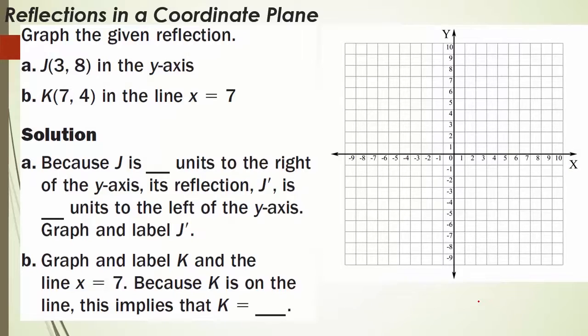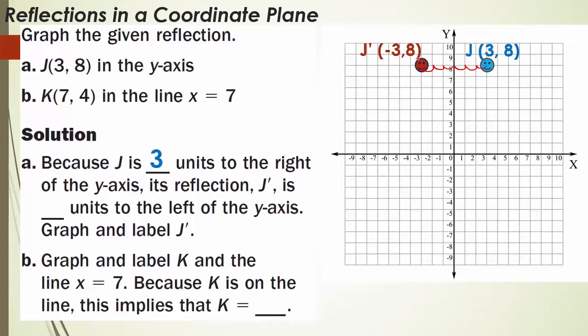Example 1, reflections in a coordinate plane. Graph the given reflection. A, J(3, 8) in the y-axis. So what we need to do is reflect the point (3, 8) across the y-axis. So let's first plot (3, 8). There we are. And notice this point is 1, 2, 3 units away from the y-axis. So if I reflect it across the y-axis, I'm going to go 3 units across the y-axis. So 1, 2, 3, and my new point is located at (-3, 8).